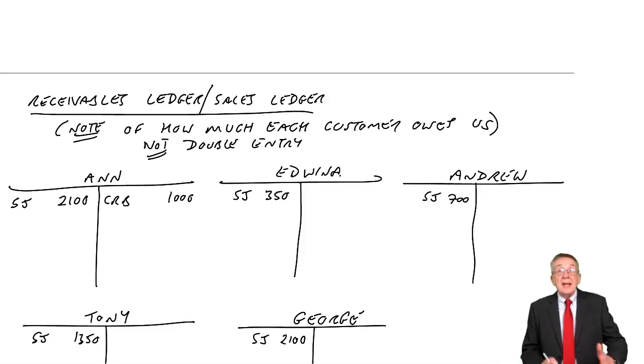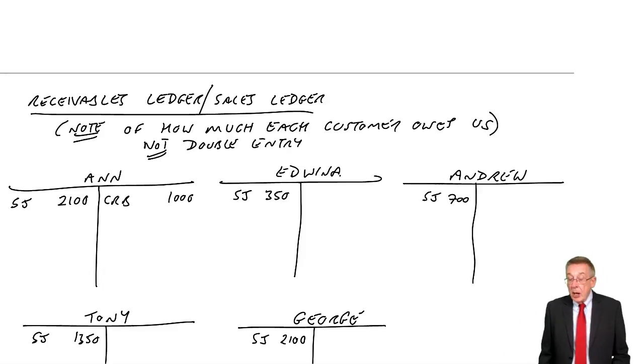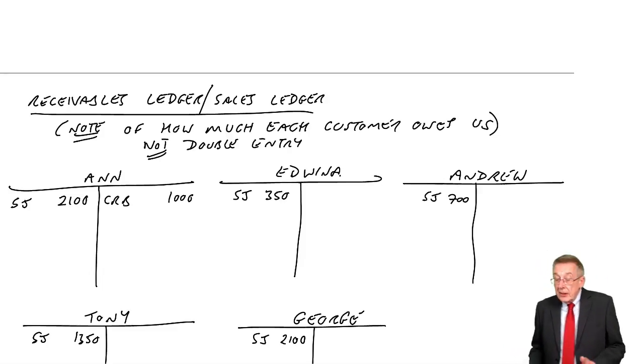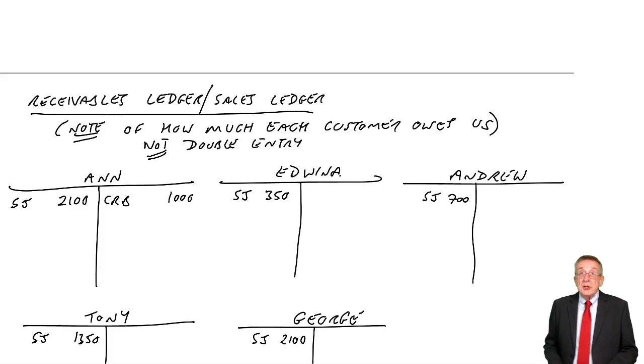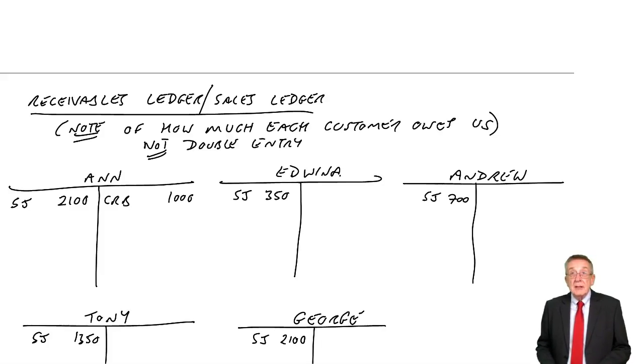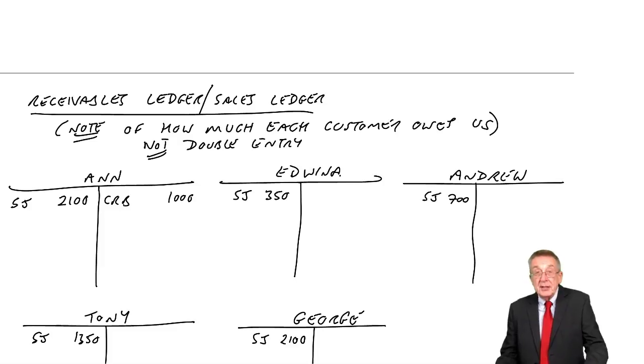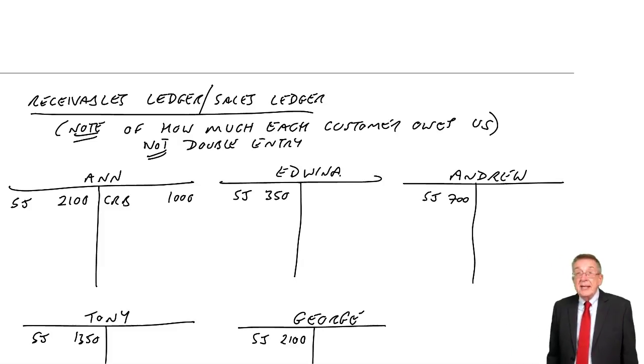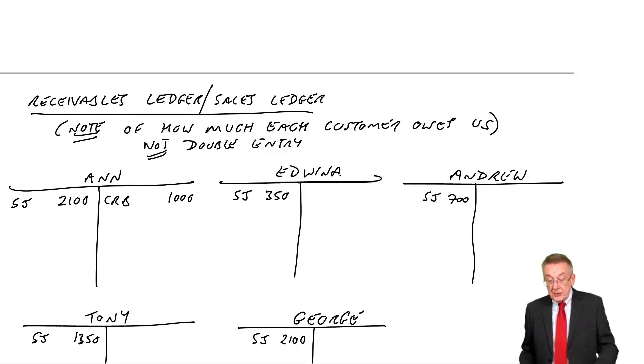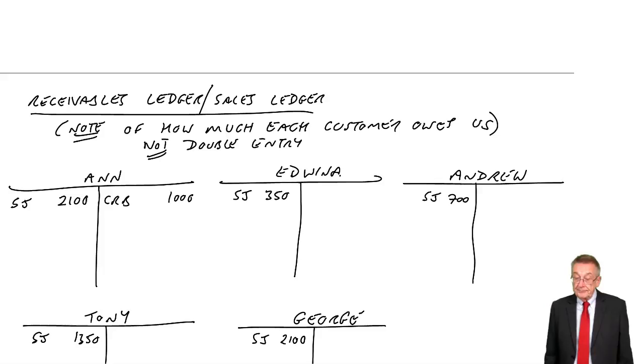And so because we're keeping that record day by day, it does mean that if ever a customer rings up and wants to check how much they owe us, fine, we put them through to this bookkeeper. They can turn up the page and find out immediately. Edwina, she owes us 350. Anne, she owes us 1,100, and so on.